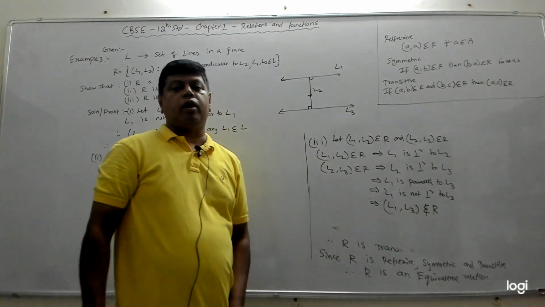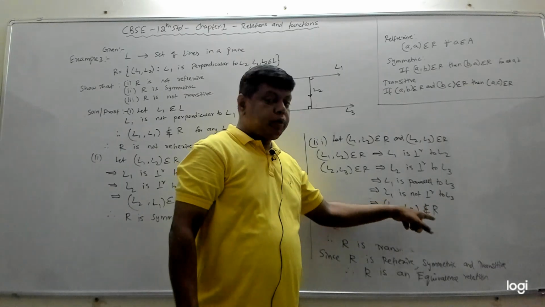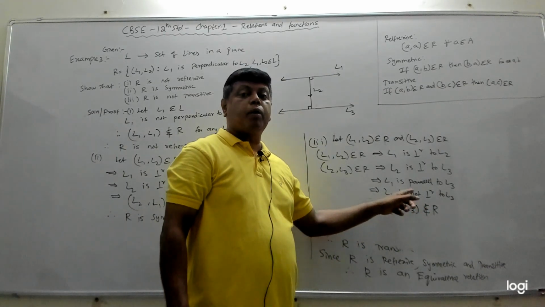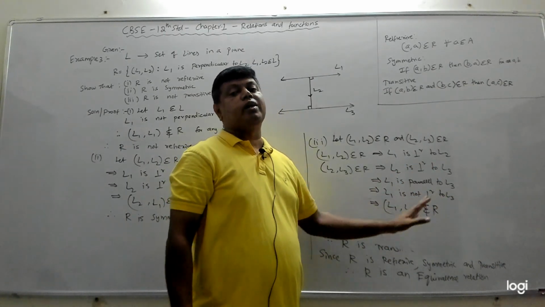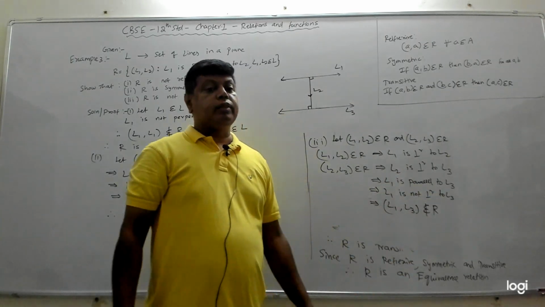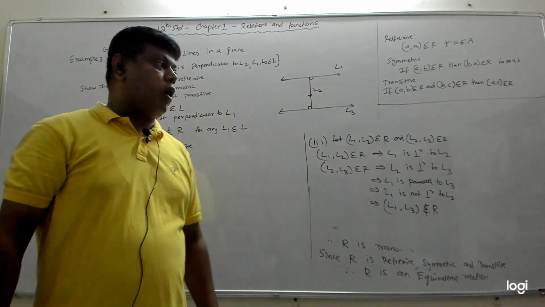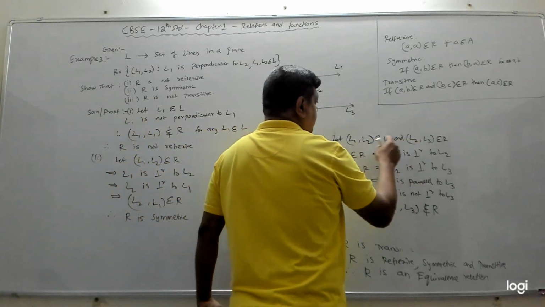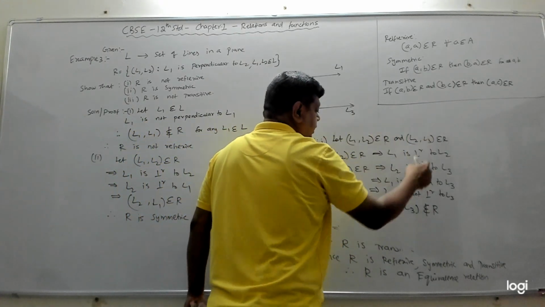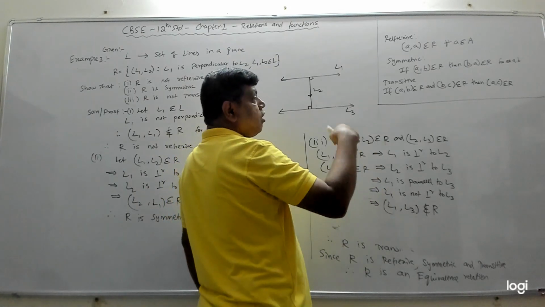Therefore, it will not be in R. For (L1, L3) to be in R, if L1 is perpendicular to L3, then (L1, L3) will be in R. If L1 is not perpendicular to L3, then (L1, L3) does not belong to R. So now we got two elements like this, but the third element (L1, L3) is not in R. Therefore, it is not transitive.